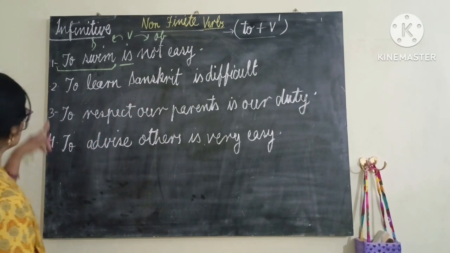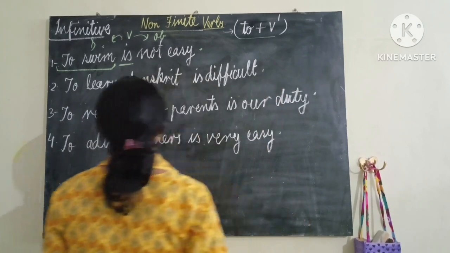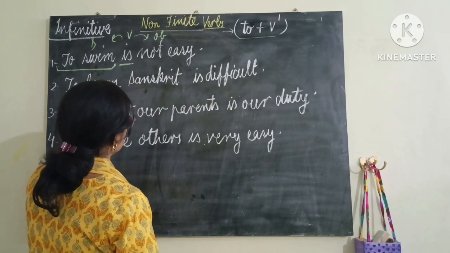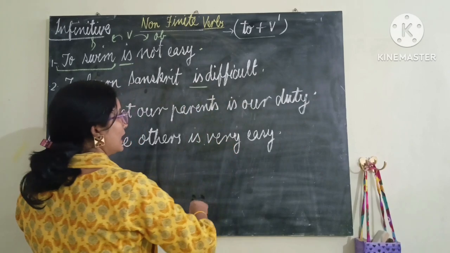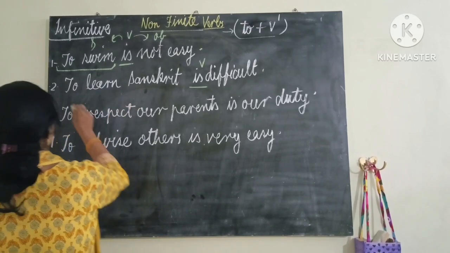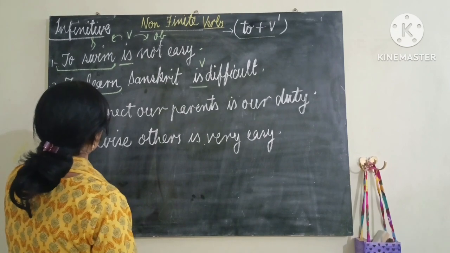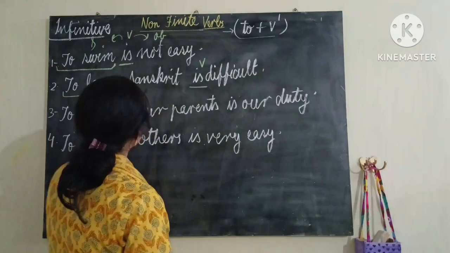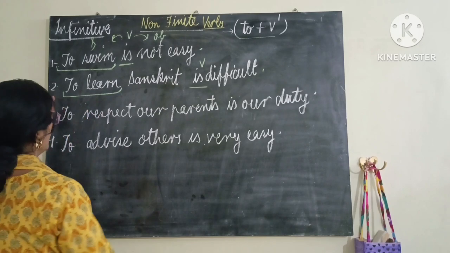Number 2 sentence. To learn Sanskrit is difficult. What is the subject here? How will you understand? Before the verb, subject. After the verb, objects. This is object or complement. That depends on the kind of verb. This is the verb. Before the verb, what is written? To learn Sanskrit. This is to plus V1, an infinitive. But you know, children, if after the infinitive a few words are written that are not a verb, they will be called a phrase. So this is an infinitive phrase. We can underline this much.